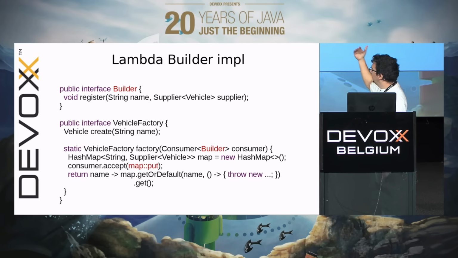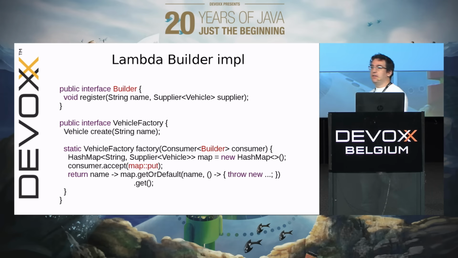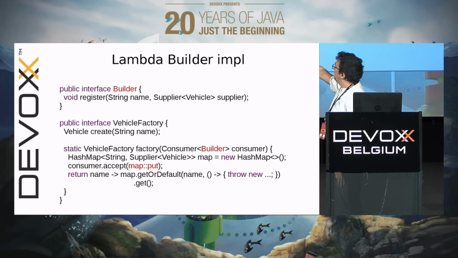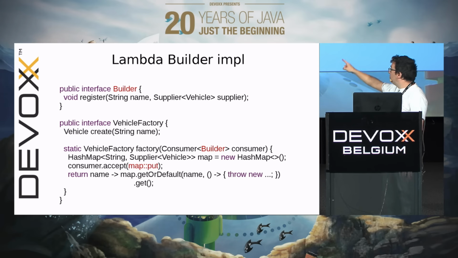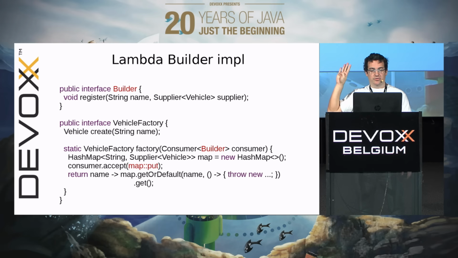And from the other side, I want to return a vehicle factory. What is a vehicle factory? It's a function that takes a string and returns a vehicle. So I can implement it like this. I take a name and return something that will look inside the map, find the supplier which is the second parameter of the register, and call get on it. Four lines of code for a builder and factory.